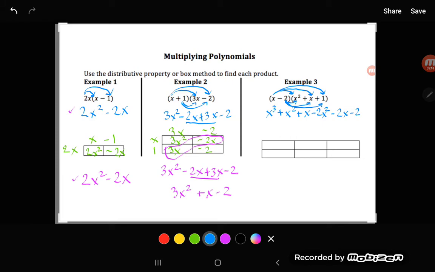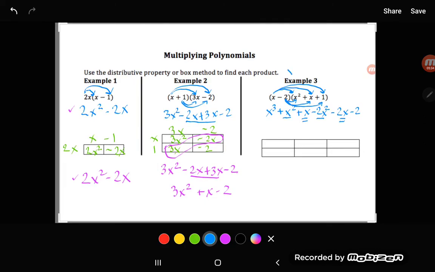Now, when I get to this step, I have to combine like terms. So x squared combines with a negative 2x squared. x combines with a negative 2x. This should give us x to the third minus x squared minus x minus 2.